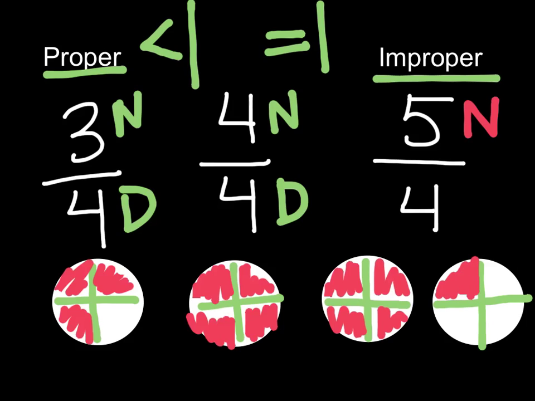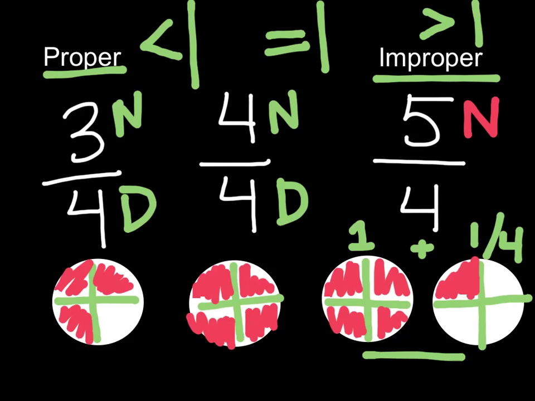So an improper fraction, as you can see, I've got 1 circle plus 1/4 of another circle. An improper fraction is actually larger than 1, just like we can say here is 1 and 1/4.